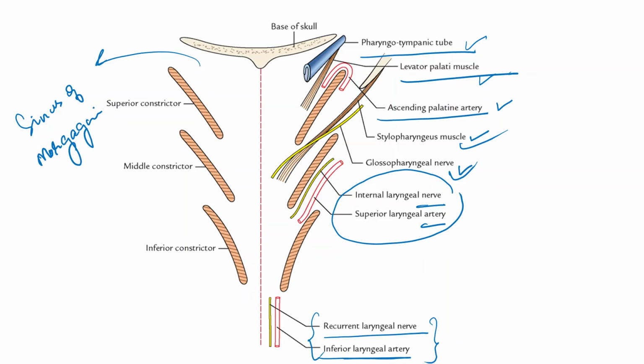So, to summarize the structures passing between the constrictor muscles: beneath the base of the skull lies the auditory tube, the levator palatini muscle, and the two arteries, that is the ascending palatine and the branch of the ascending pharyngeal artery. Between the superior and the middle constrictor lies the stylopharyngeus muscle accompanied by the glossopharyngeal nerve. Between the middle and the inferior constrictor lies the internal laryngeal nerve with the superior laryngeal artery, and the area below the inferior constrictor allows the passage of the recurrent laryngeal nerve and the inferior laryngeal artery. So these are the structures between the constrictor group of muscles.